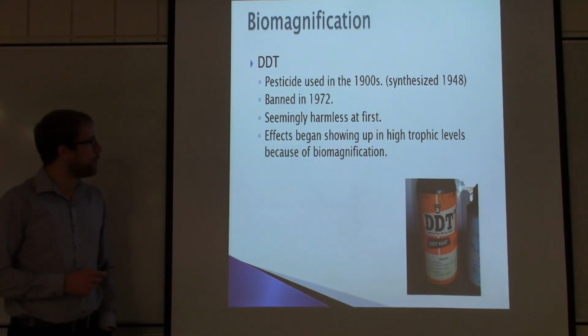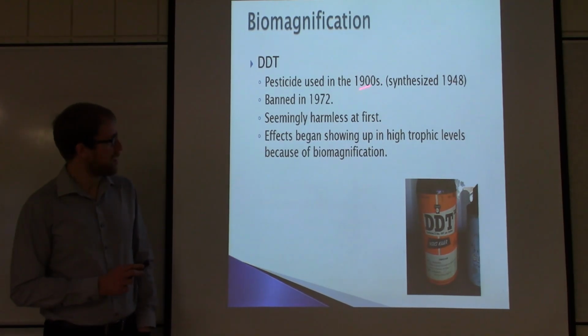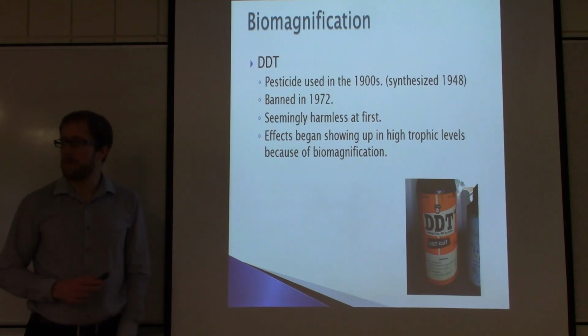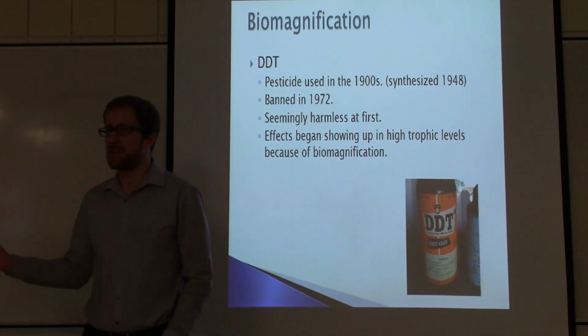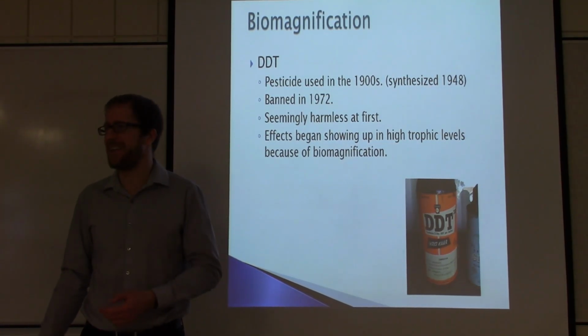And this goes for terrestrial ecosystems as well, obviously. Alright, so DDT. I've already talked about this, but it was a pesticide used from 1948 to 1972. Seemingly harmless at first. They used it everywhere. Literally, trucks would be driving through neighborhoods spraying DDT, and the kids are playing outside, and they're just eating a cloud of DDT to the face.